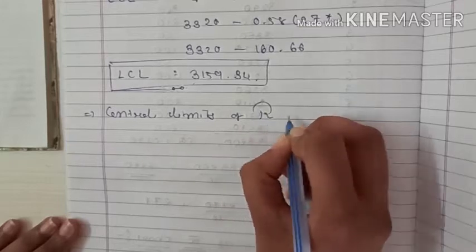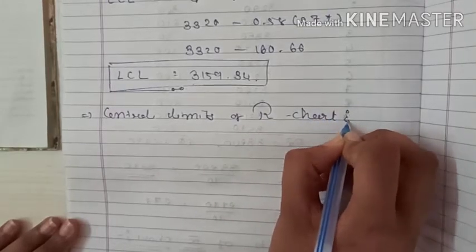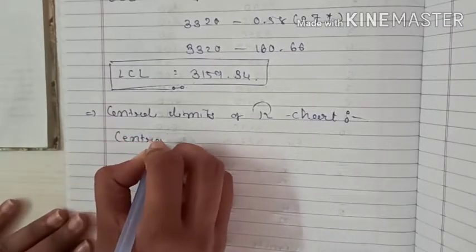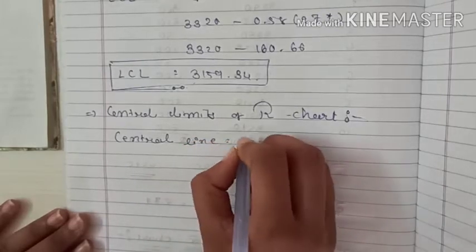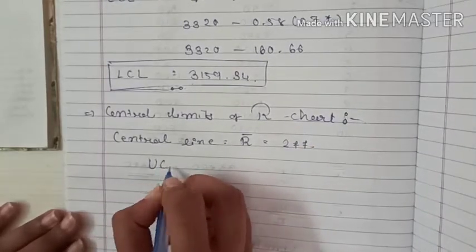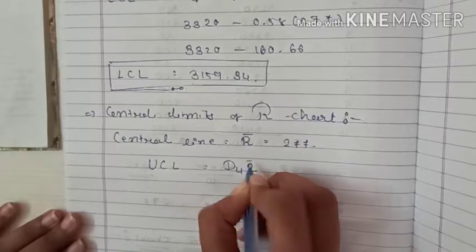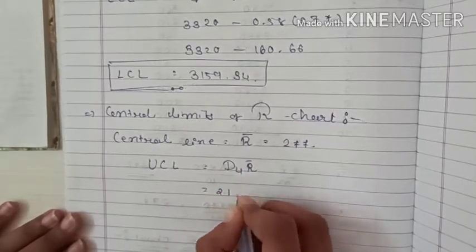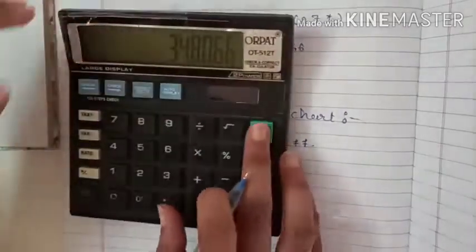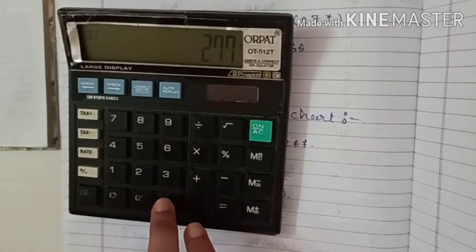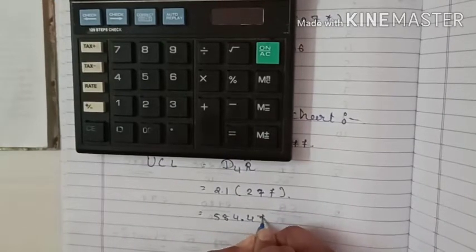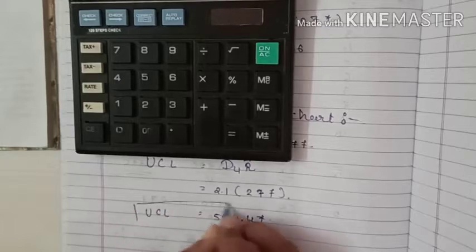of the R chart. First, central line is equal to R bar, which is 277. Then upper control limit is D4 R bar. D4 is given as 2.1 into 277. That is 584.47. That is the upper control limit.